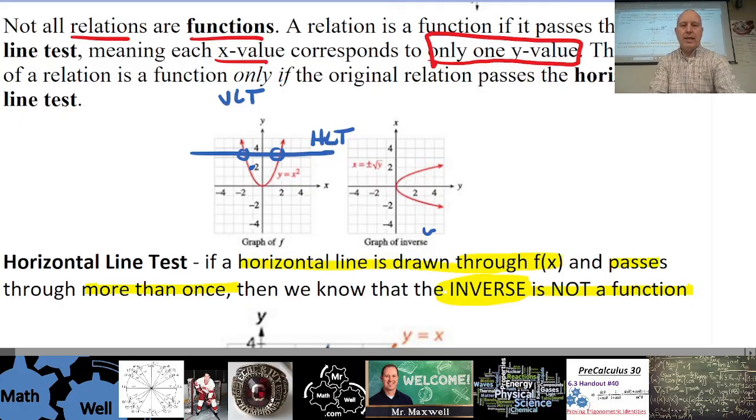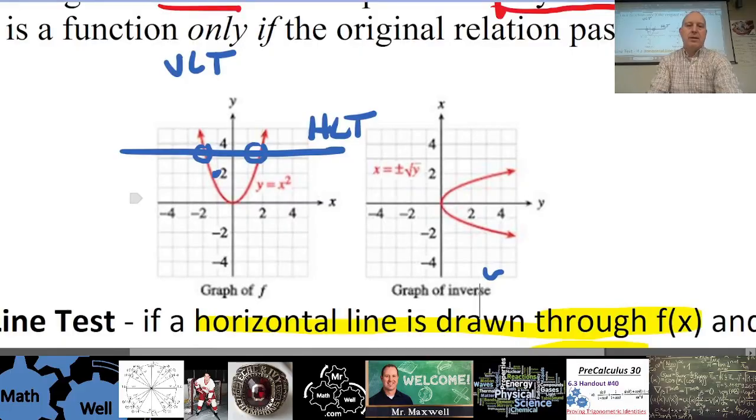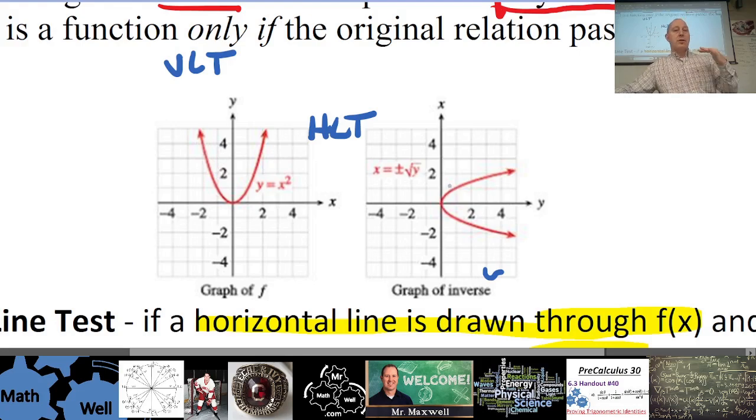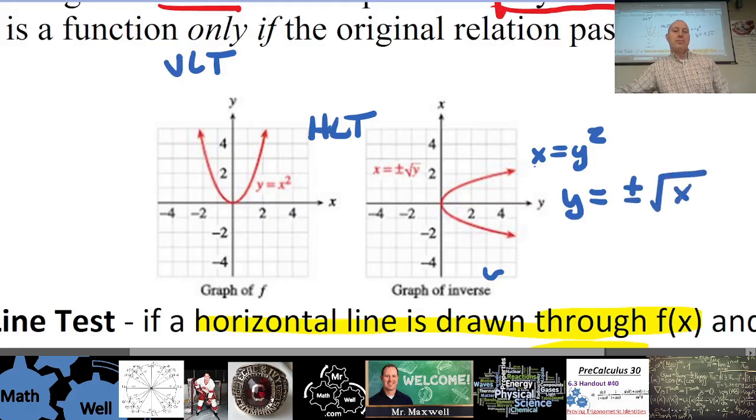So I'll zoom in a little bit on this graph. This red graph is y equals x squared. And this graph is the inverse of y equals x squared. This is actually x equals y squared. And you see how you just switched the variables. And if you solve for y, you get y equals plus or minus square root of x.